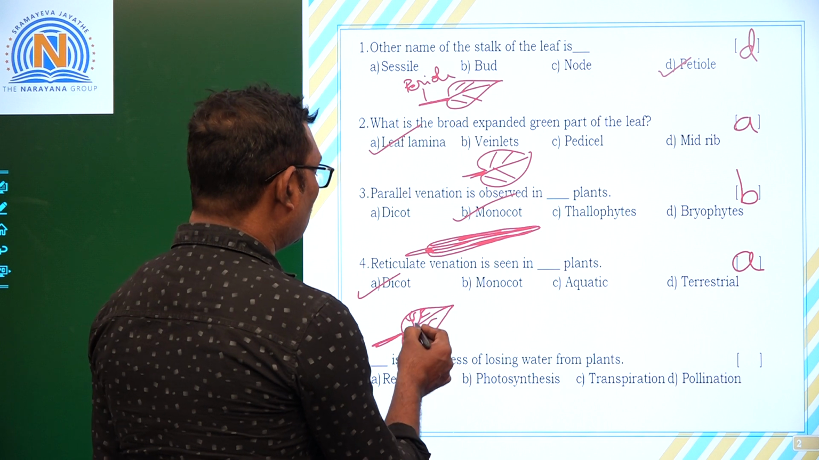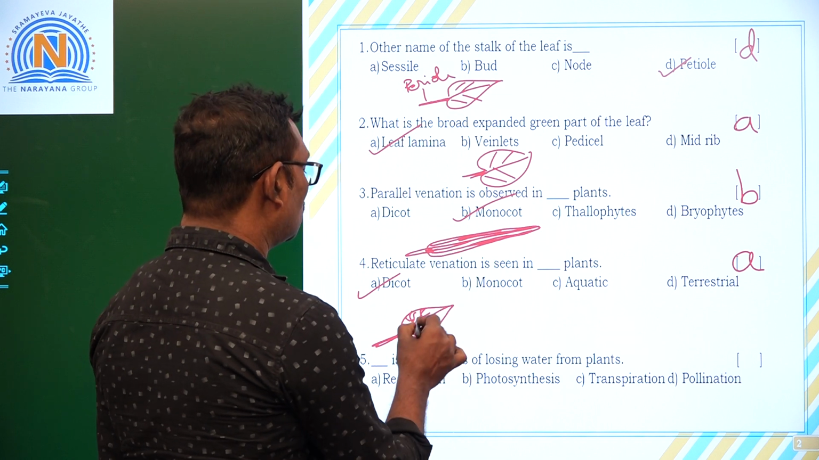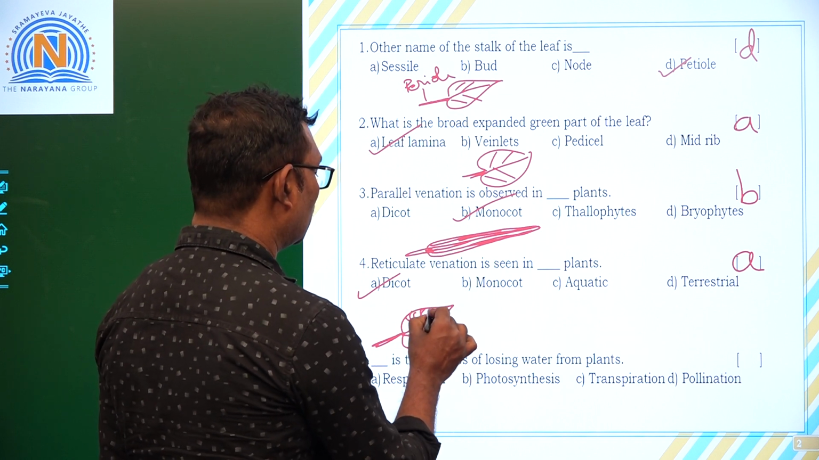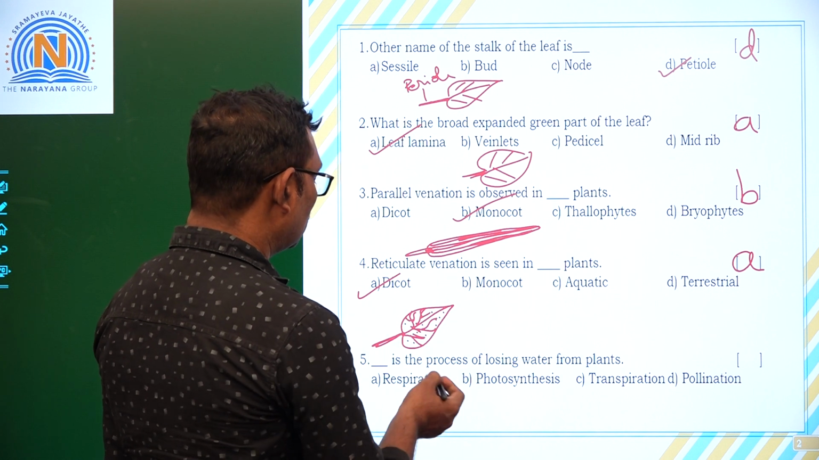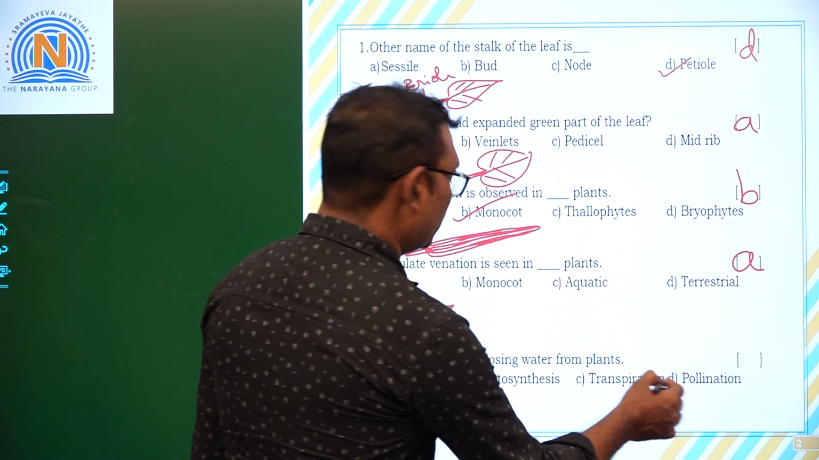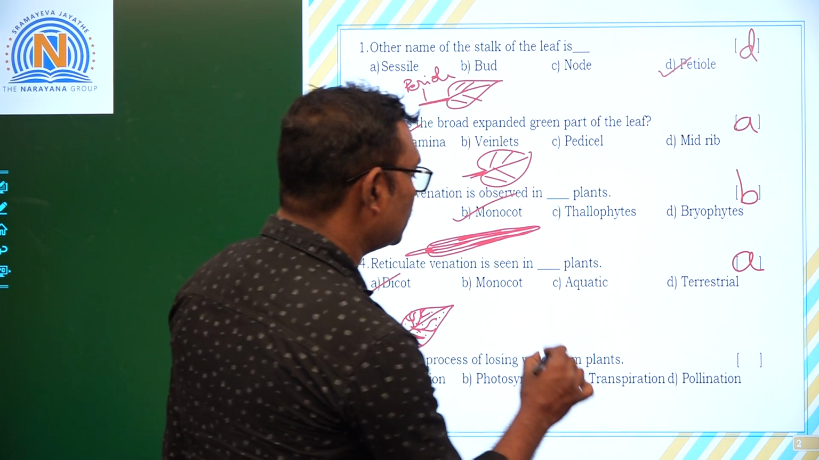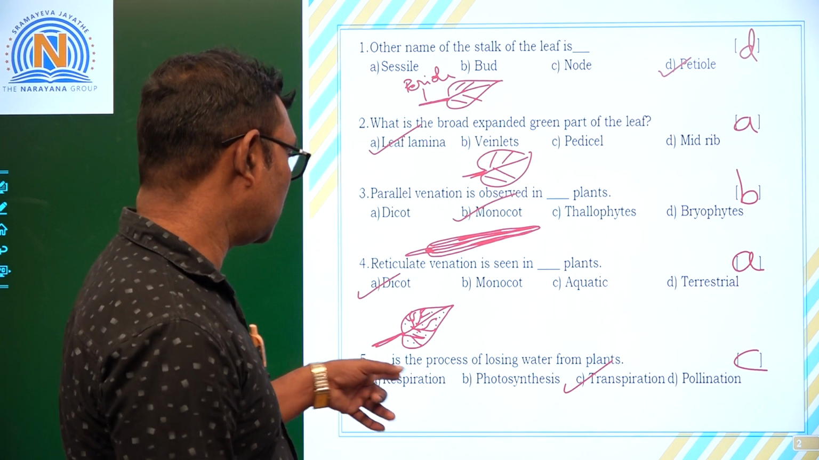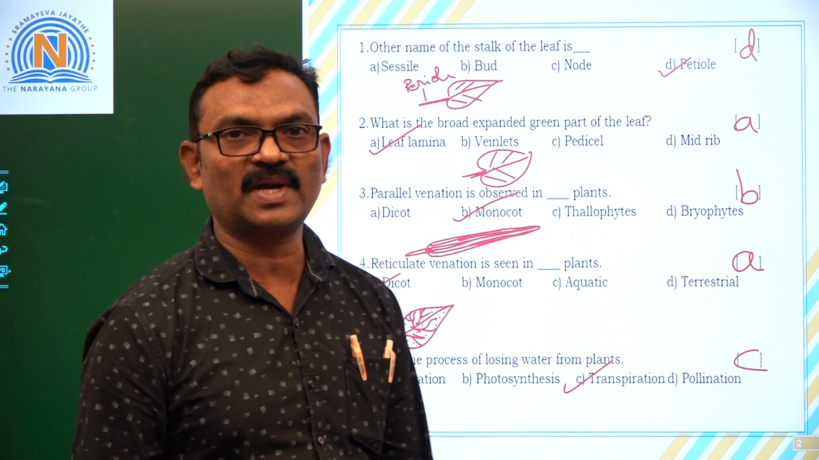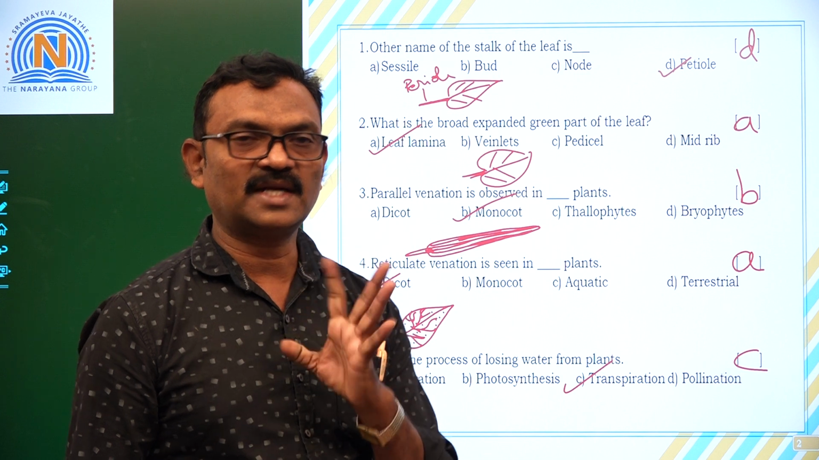Next, dash is the process of losing water from plants. So, excess water goes out through the holes present in the leaf. These holes are called stomata. The process is called transpiration. So, C, option C. Okay, transpiration is the process of losing water from plants.